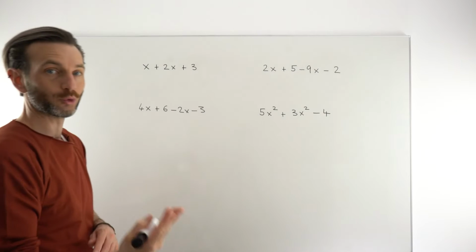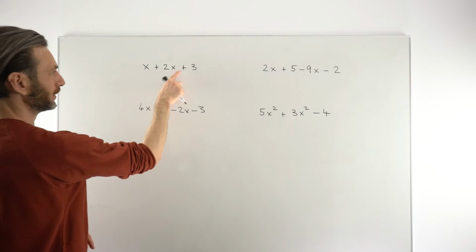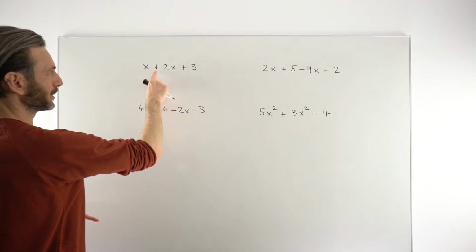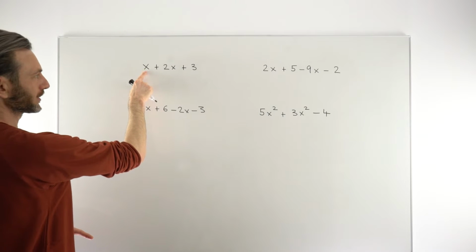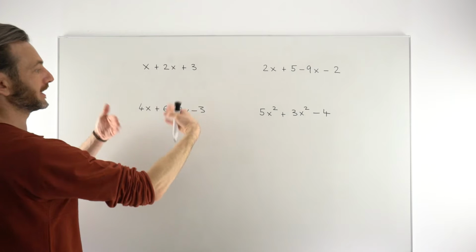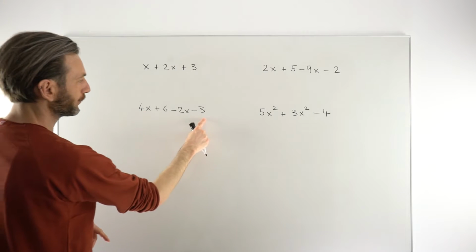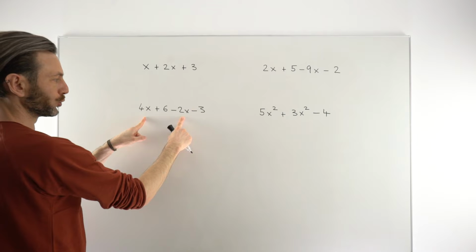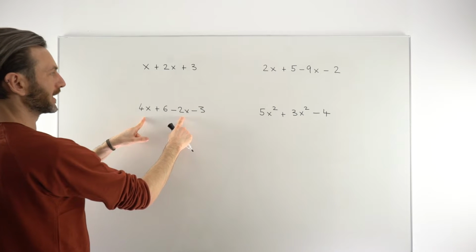Just remember that in algebraic expressions we call each of the bits, each of the parts, the bits that are separated by the plus or the minus, a term. So that's a term, that's a term, that's a term. So we're adding these three terms in this case. In this one we've got four terms. Two of them are number terms, two of them are variable terms, algebraic terms.